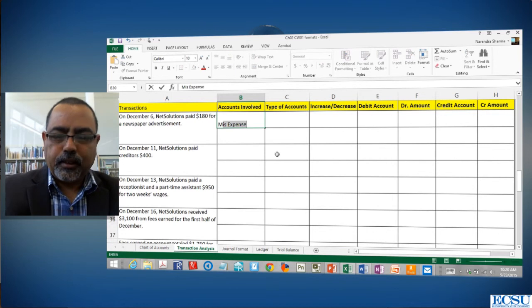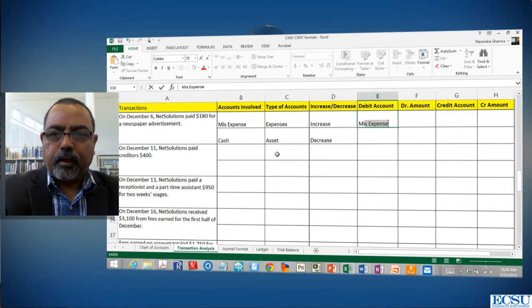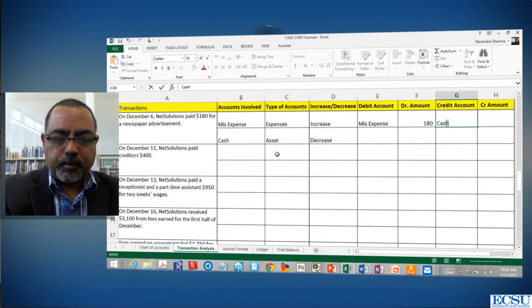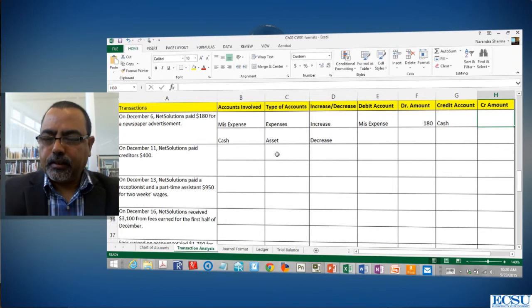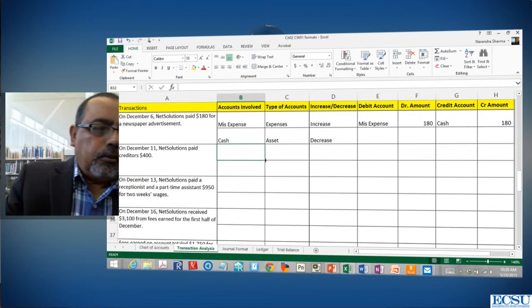Okay, so this will be miscellaneous expense. And this is cash. Miscellaneous expense is an expense and cash is an asset. Miscellaneous expense is increasing and cash is decreasing. Now, if the expense increases, that should be debited. So I'll be debiting miscellaneous expense with the amount of 180, and therefore cash would be credited because cash is an asset and it is decreasing. So it should be credited. Okay. Let's go on to the next.